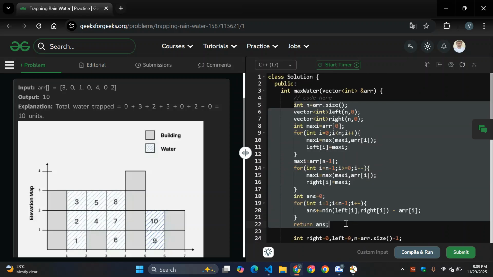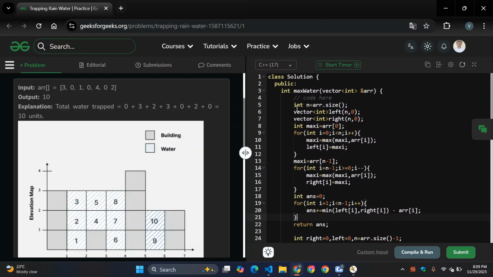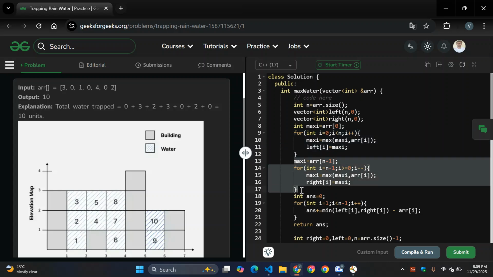Okay, so this is our code. The code is so simple. I have declared an array length here, the left and right side. In the left side I am storing the maximum value at each index. Here 3, 3, 3, 3, 4, 4, 4. So in the left array it will store the maximum from left to right, and in the right vector it's stored from the right, in the reverse order.